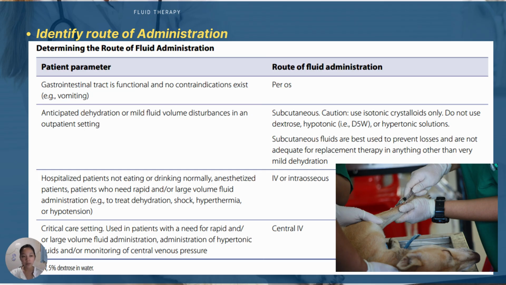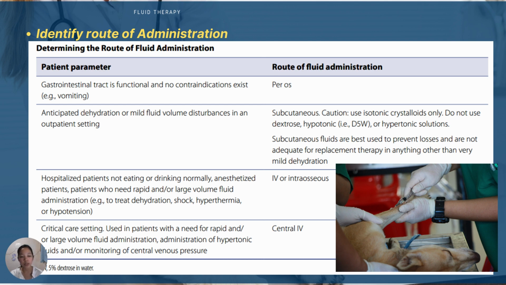So after the physical examination, we have to identify the route of administration. We can use oral administration if the GIT is functional and no contraindications exist, so there is no vomiting. However, if there is anticipated dehydration or mild fluid volume disturbance in an outpatient setting, we can use subcutaneous. You can also use subcutaneous in the absence of vasoconstriction and hypovolemia.